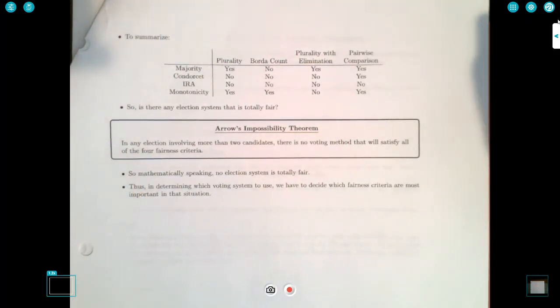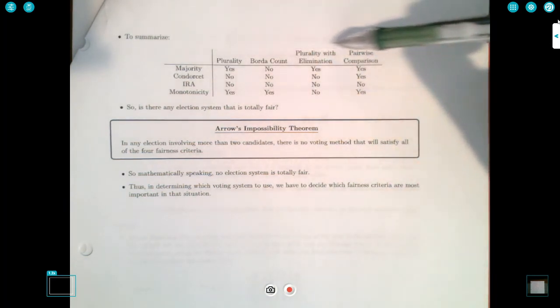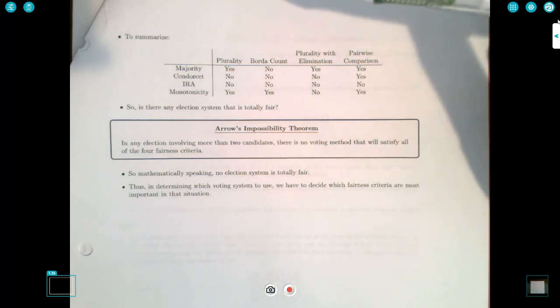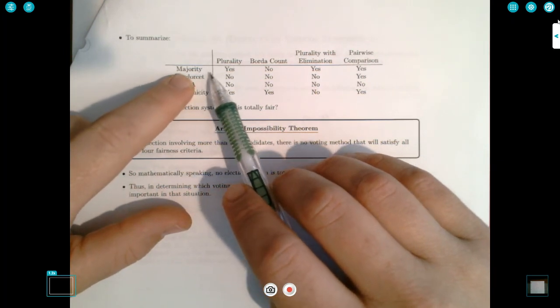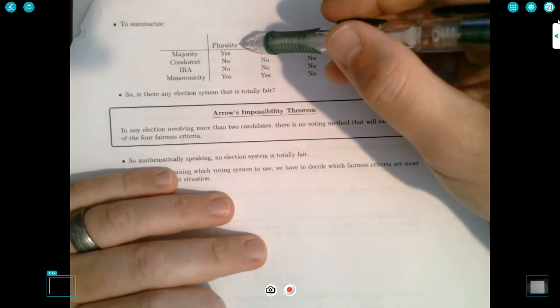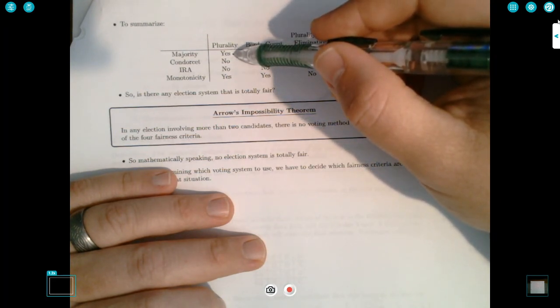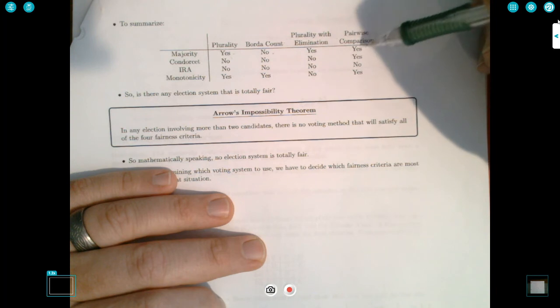So to summarize, right? Here we have the voting methods, and here we have the fairness criteria, okay? And a yes means that the voting method satisfies the criterion. A no means that the voting method does not satisfy the criterion. These are the fairness criteria, and these are the voting methods. So the plurality method satisfies the majority criterion. The Borda count does not. Plurality with elimination does. Pairwise comparison does.